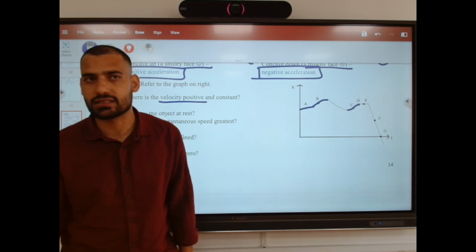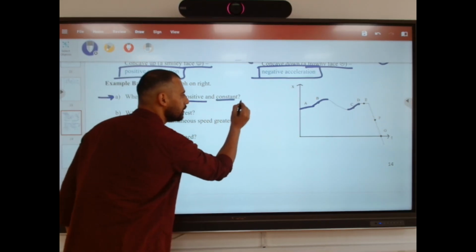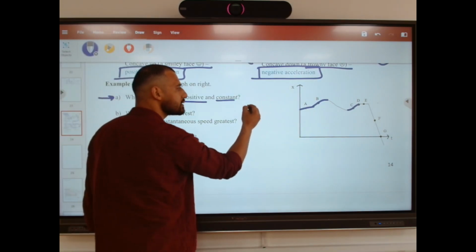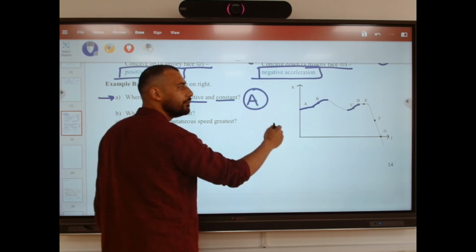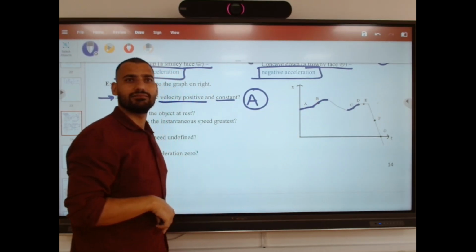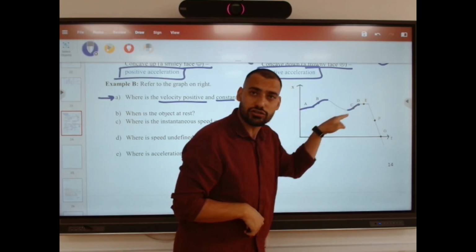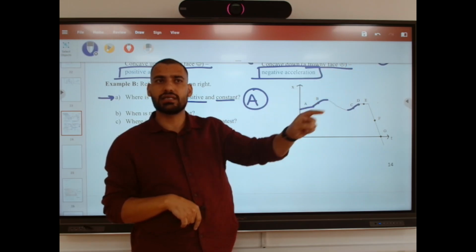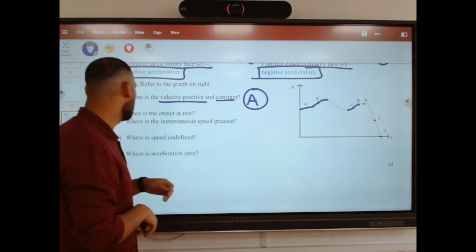But the question is, it has to be constant. A, khalas. B is changing, isn't it? C, it is also changing. It's not a straight line. It has to be straight. Is that clear? Yes, very good.